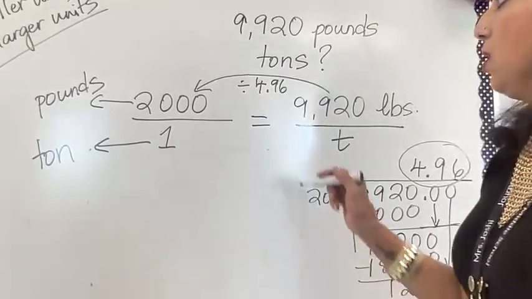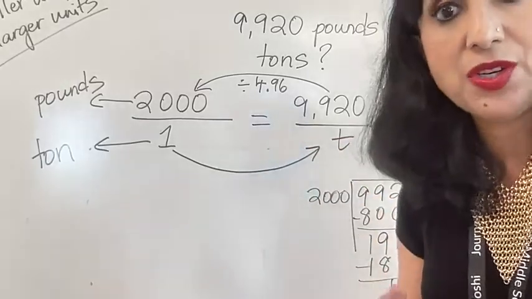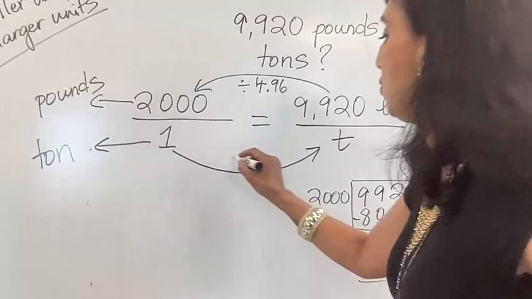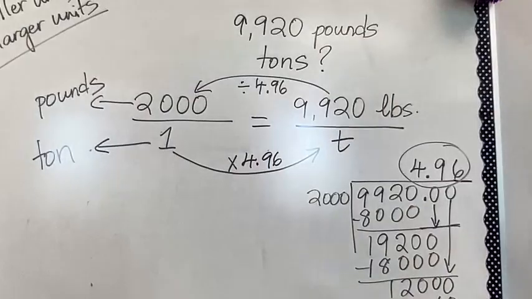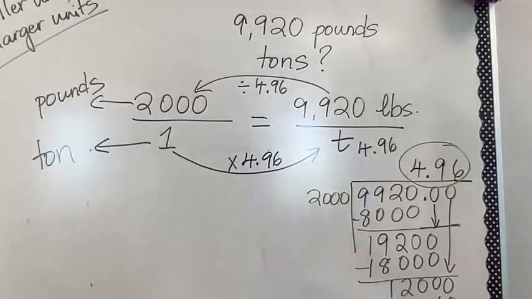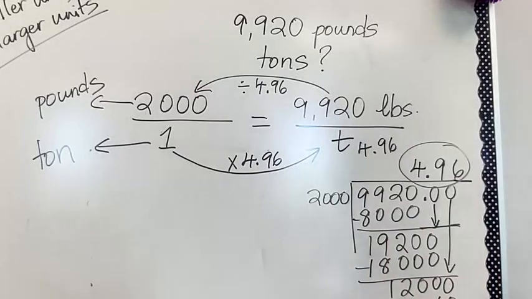Now if I take the arrow in the opposite direction, I'm going to reverse, or do the inverse of division, which is multiplication. And I do times 4 and 96/100. That gives me 4 and 96/100 tons. That's how I do my calculation. So the male hippopotamus can weigh as much as 4 and 96/100 tons.